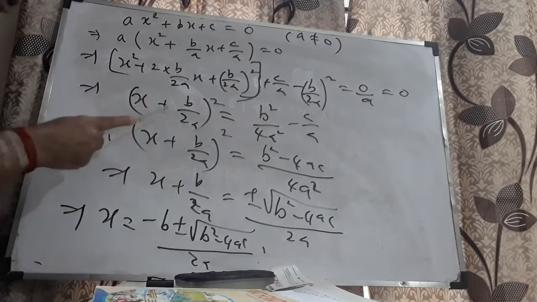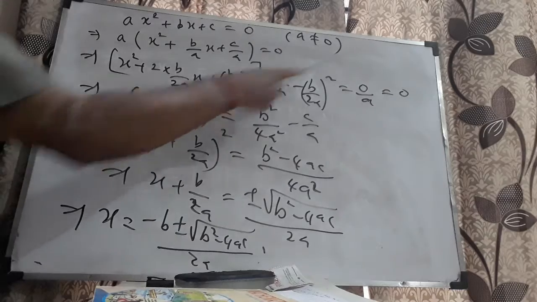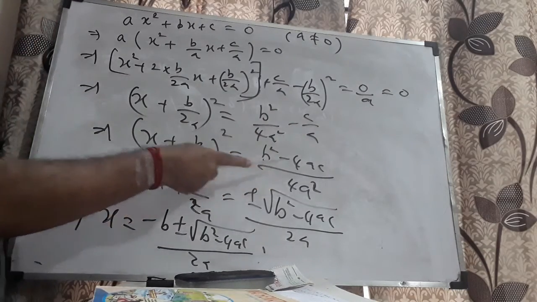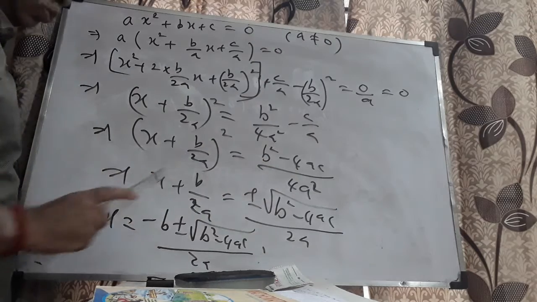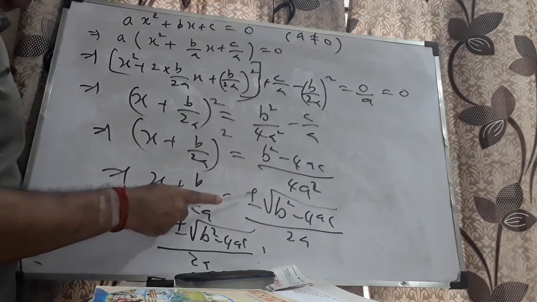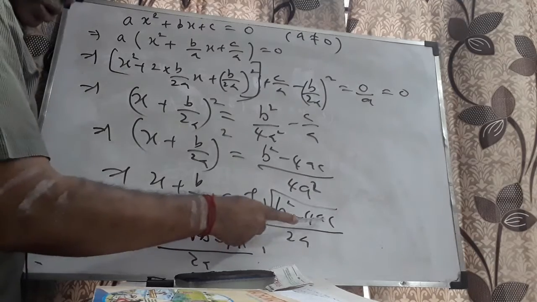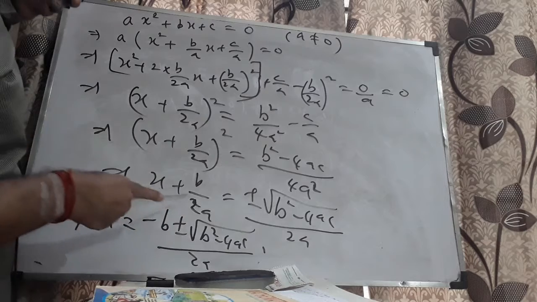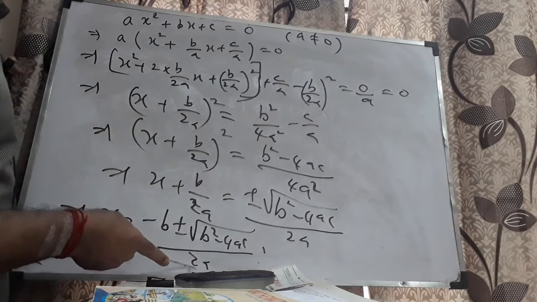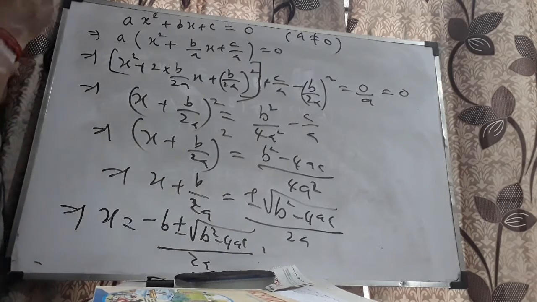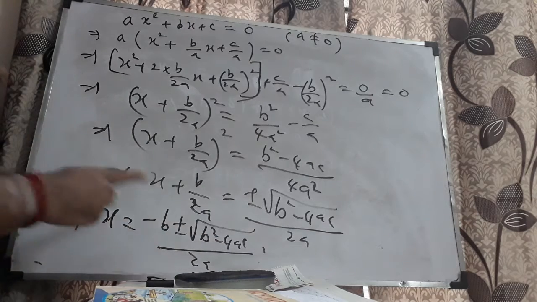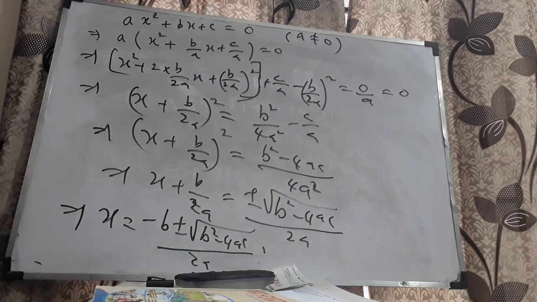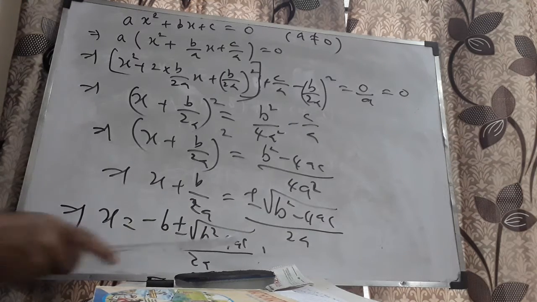Therefore, this is nothing but x plus b by 2a the whole square. This will become b square by 4a square minus c by a. LCM is 4a square, and on the right hand side, b square minus 4ac by 4a square. For x plus b by 2a becomes plus or minus root b square minus 4ac by 2a. For x becomes minus b plus or minus, taking this to the other side, 2a is the common denominator. So minus b plus or minus root b square minus 4ac by 2a. I think it is clear.